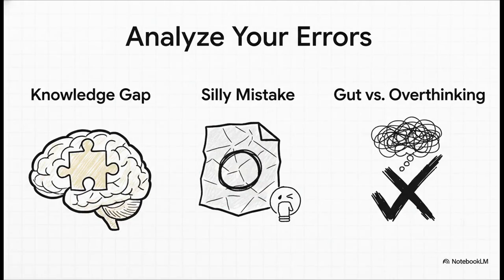Every single mistake you make, and I mean every one, will fall into one of these three buckets. Was it a pure knowledge gap? Simple, you just didn't know the fact. The fix is to learn it. Was it a silly mistake, like you missed the word "not" or "except"? The fix there is to slow down and be more careful. Or, and this is a big one, was it gut versus overthinking? Did you have the right answer and then talk yourself out of it? By sorting every mistake you make, you'll find patterns in your errors, and you can fix the root of the problem.